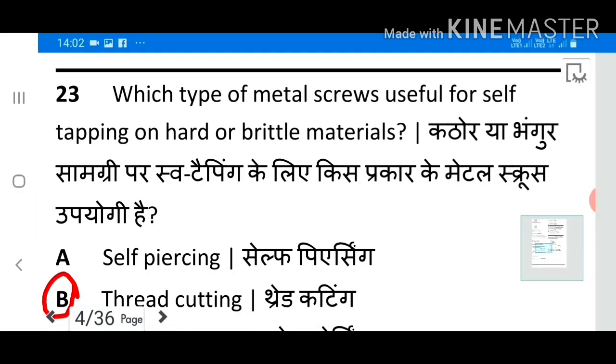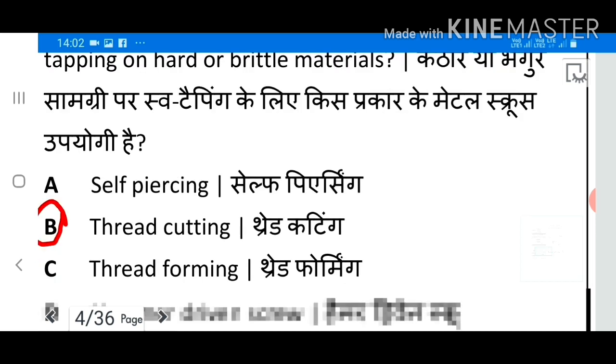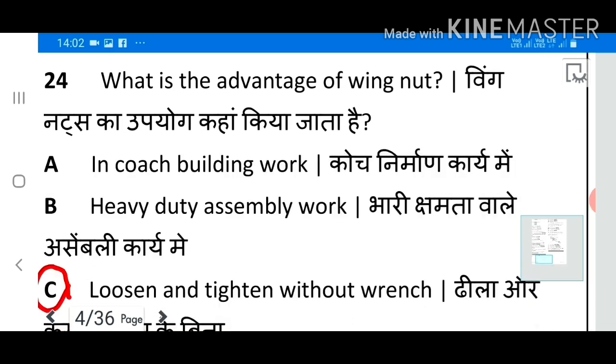23. Which type of metal screws is useful for self tapping on hard or brittle materials? Answer B. Thread cutting. 24. What is the advantage of wing nut? Answer C. Loosen and tighten without wrench.